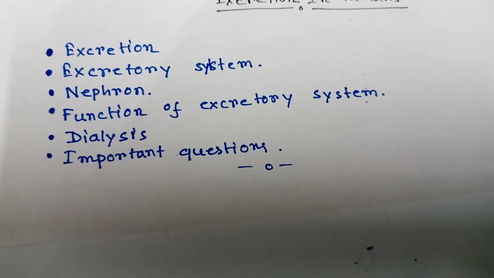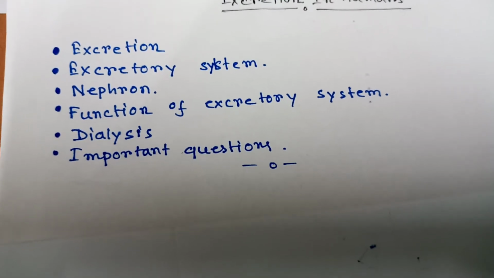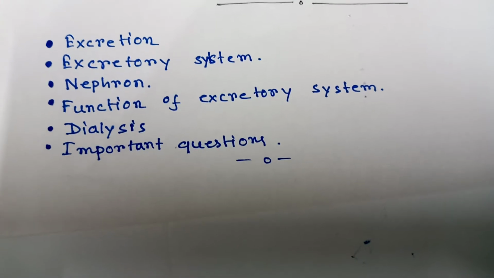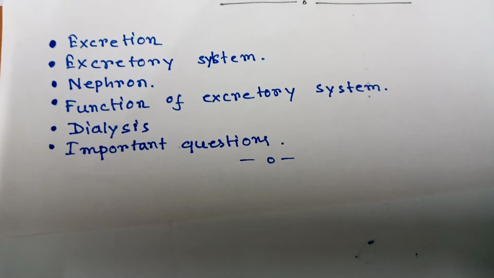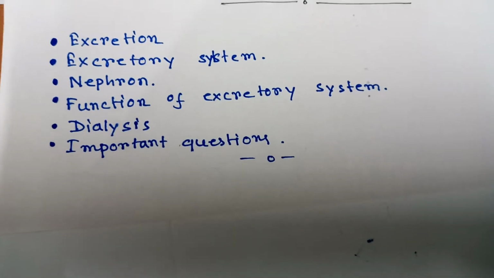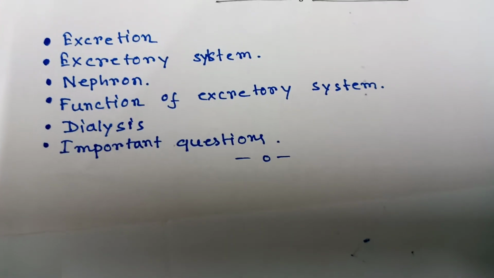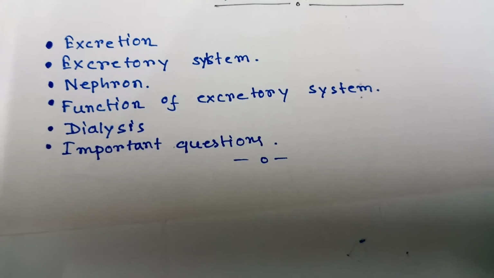Excretion is the process of removal of toxic wastes from the body of any organism. Here we are talking about humans, so we will say the human body, and this process is known as excretion. Now we will see about the excretory system.